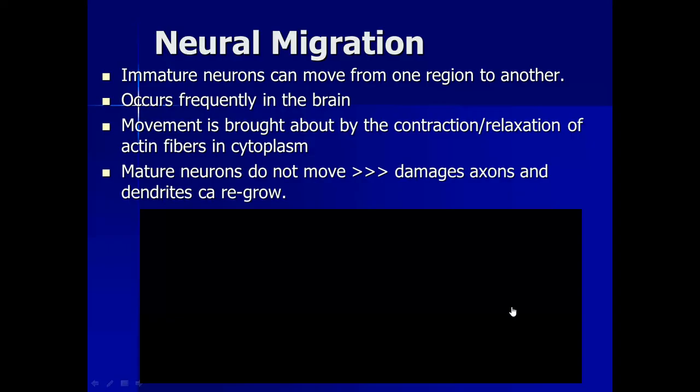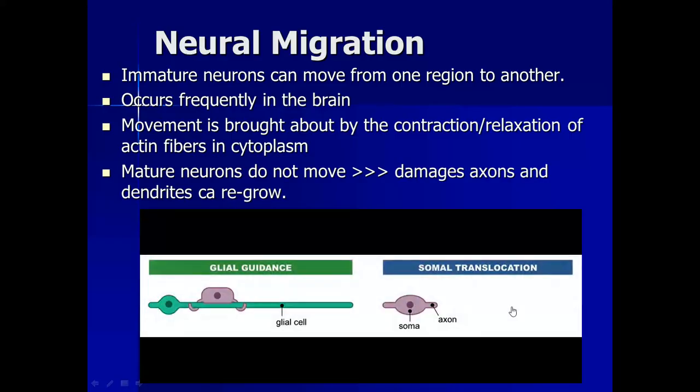Movement is brought about by the contraction and relaxation of actin fibers in the cytoplasm. Actin is a fiber normally found in muscles, but it is also found up there in the growing neuron. Mature neurons do not move, so immature only, mature do not. Moving mature neurons would damage the axons and the dendrites. Okay, so that was a small section of A1 on the development of a neuron.